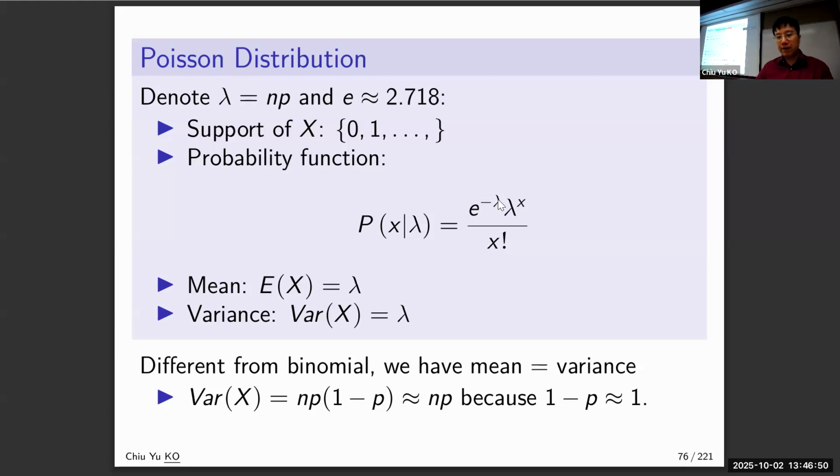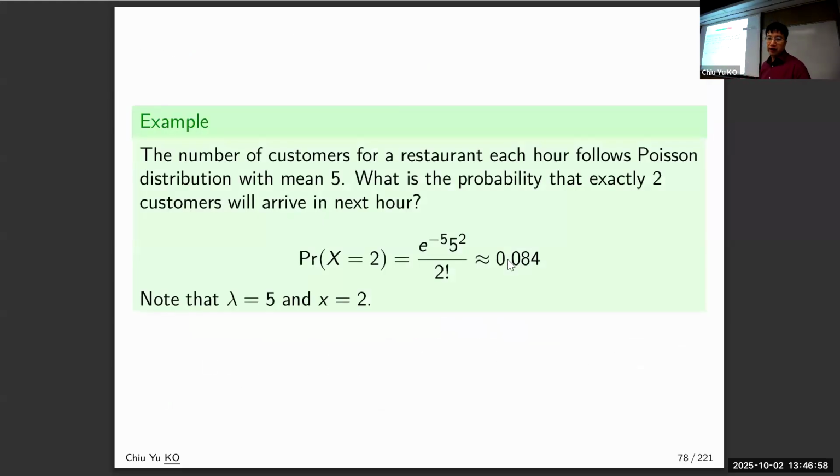And if you look at applications, there are a lot of cases where Poisson is a good fit. So that's why we have to talk about this. And then the example we give is how many customers arrive within a certain period of time, right? So that would be very useful in practice as well.